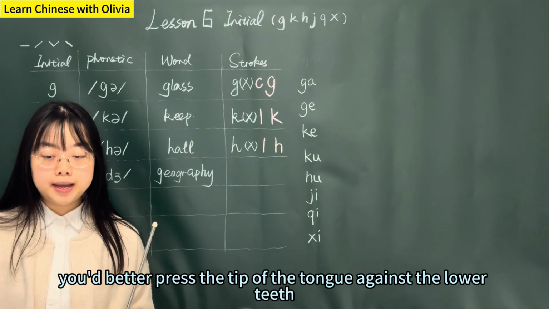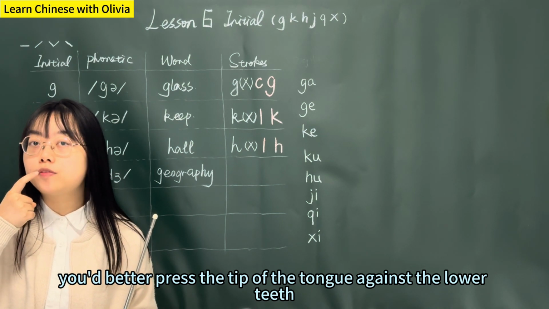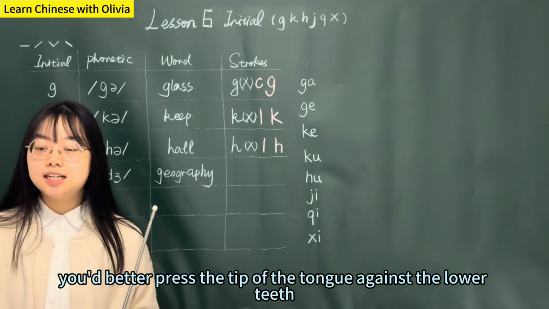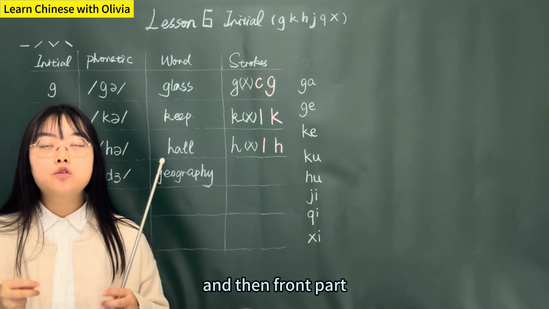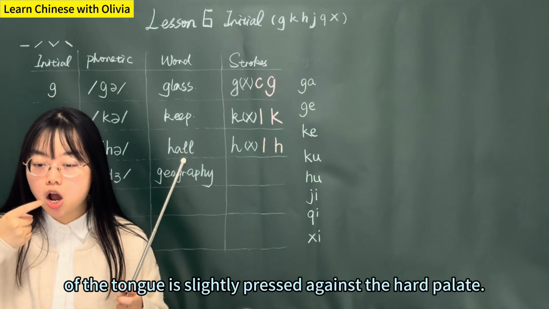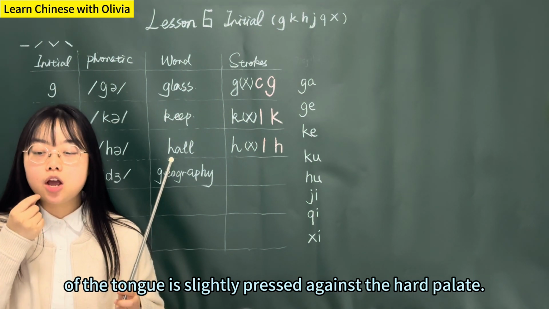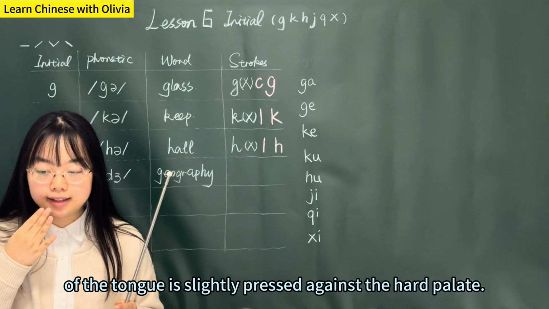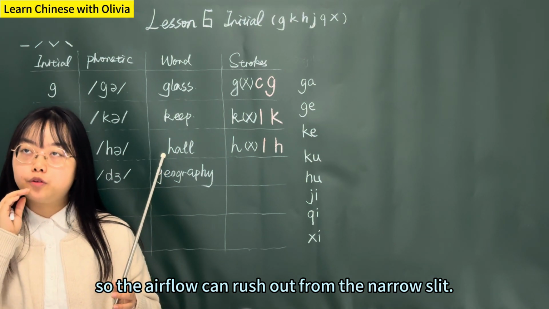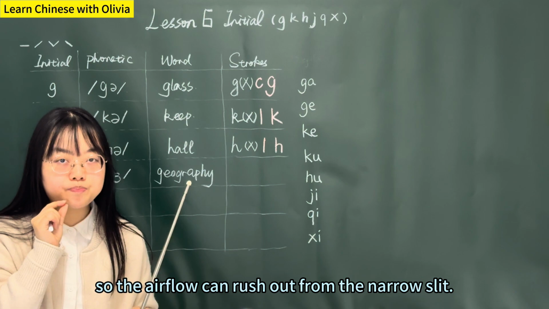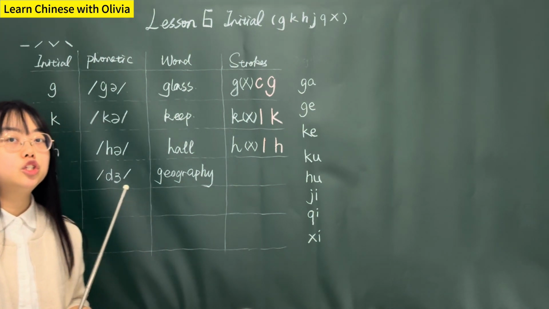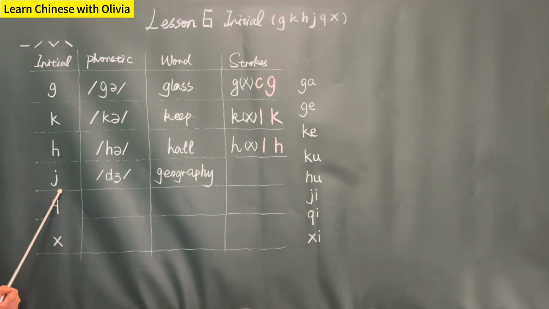And how to make this pronunciation perfectly? You'd better press the tip of the tongue against the lower teeth, and then the front part of the tongue is slightly pressed against the hard palate, so the airflow can rush out from the narrow split. That is G, G, G.